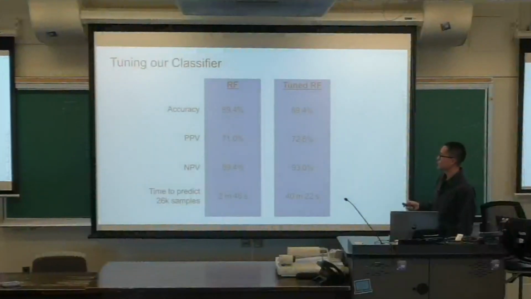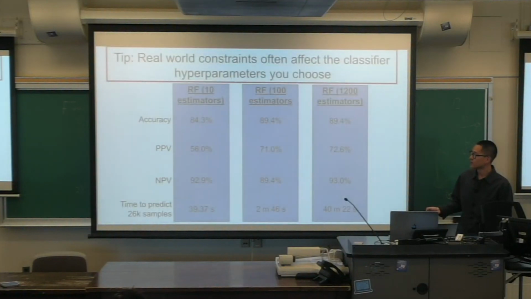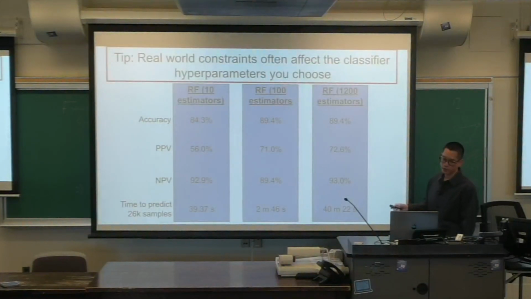After tuning this, we don't have much gain in accuracy. We have a more balanced prediction. However, interestingly, it takes much longer to train after we fine-tune our classification algorithm, like one order of magnitude longer. This is interesting because oftentimes real-world constraints will affect how we select our hyperparameters. In this case, specifically for random forest, the most important hyperparameter is the number of estimators, which is basically the number of trees in your forest.